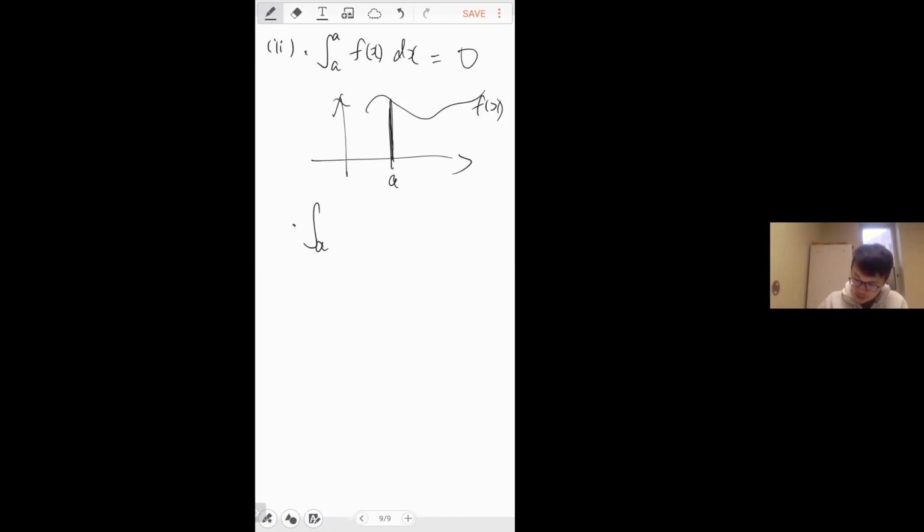Second thing is the integral of f of x from a to b is related to the integral from b to a, but with a negative sign. So if you want to switch your lower and upper limits, you need to put in a negative sign.